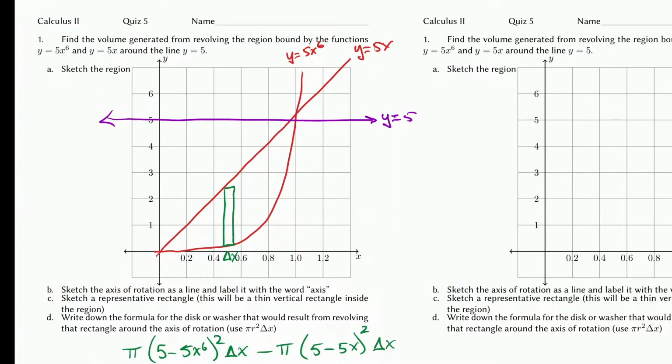Remember, you don't have to evaluate the integral. You're just setting it up, going through the steps. I thought that would make it easier for me to award partial credit if necessary.